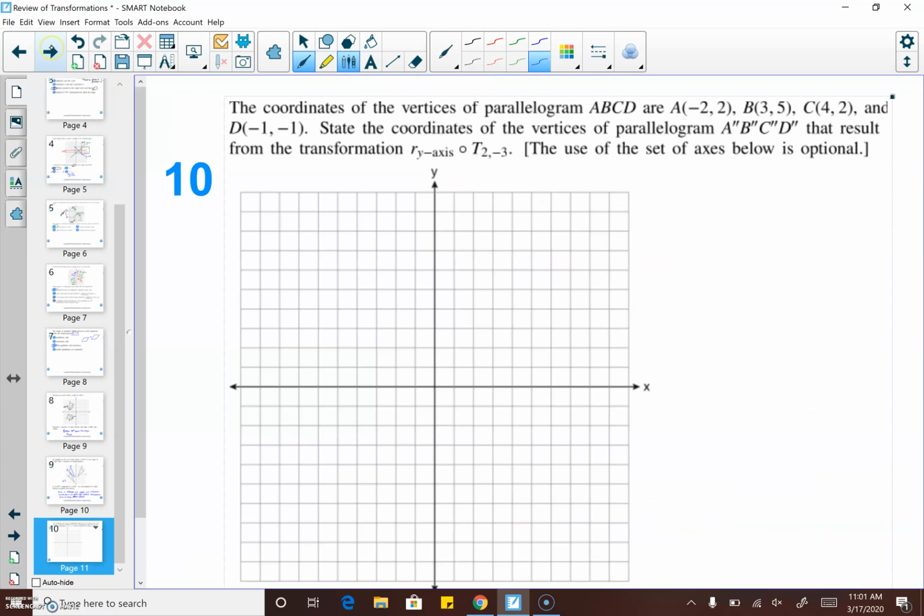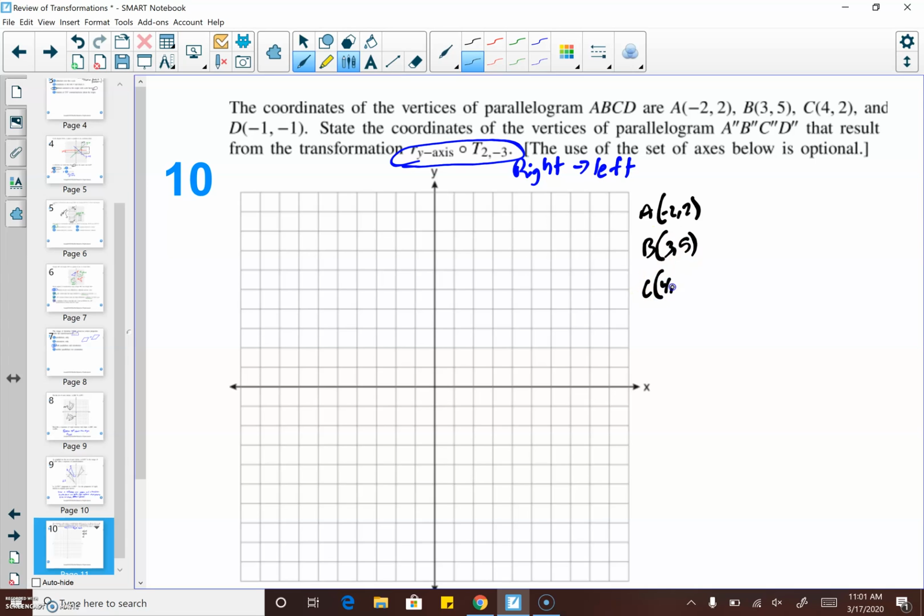For number 10, it wants us to do a composition. So remember, that open circle right there is key because that tells us to work from right to left. So I'm going to start by writing out my original coordinates here. A is -2, 2, B is 3, 5, C is 4, 2, and D is -1, -1. So I'm going to graph that as well.